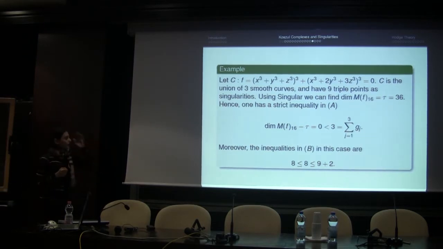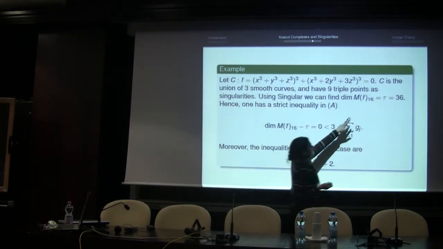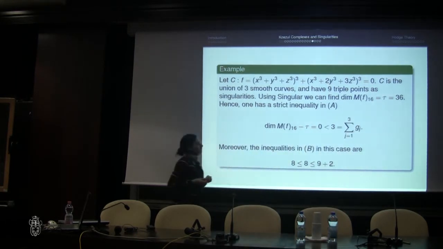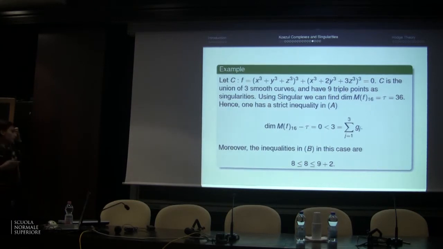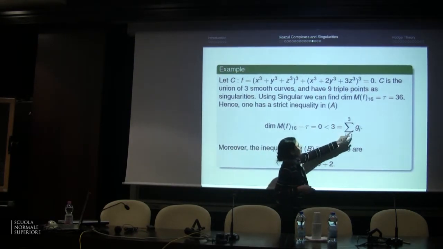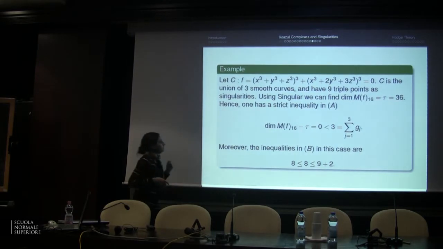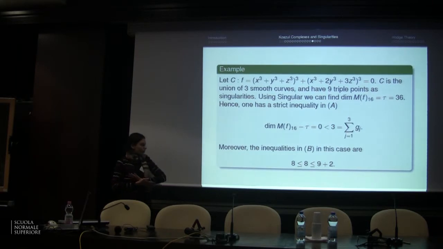So we have a curve C, which is the union of three smooth curves, having nine triple points. So the Dieudonné number will be 9 times 4, 36. We find using Singular that the dimension of MF 16, which is 2i minus 3, is also equal to 36. So if we go back to the inequality that we have proved, we see that this is 0, while this is 3, because we have three smooth curves of degree 3, so the genus of each one is equal to 1.